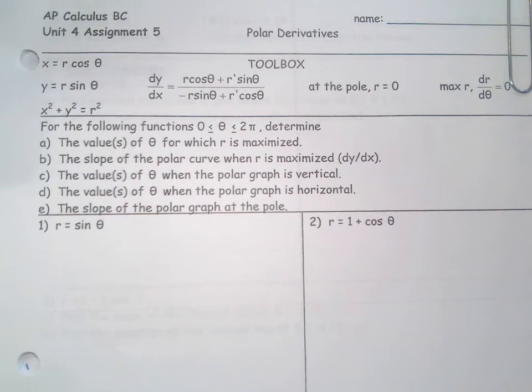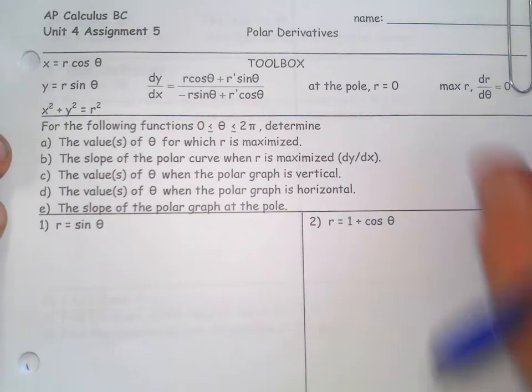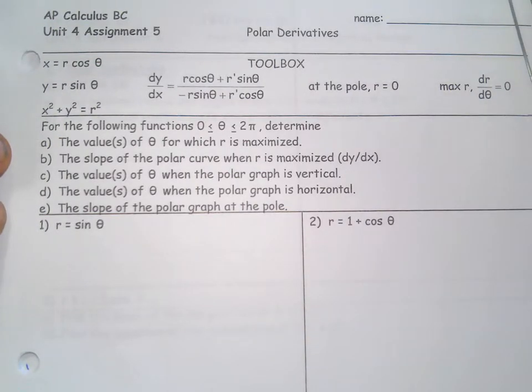Calc BC, 4-5 office hours, or 4-4 assignment 4-5. We skipped the 4-4 book assignment and did this instead. The top has some of the different things that we've been talking about in this chapter, and there's some things about it I want you to ignore.